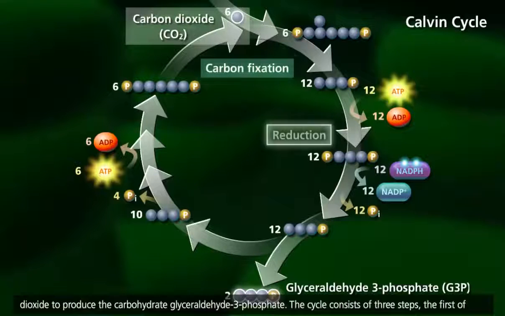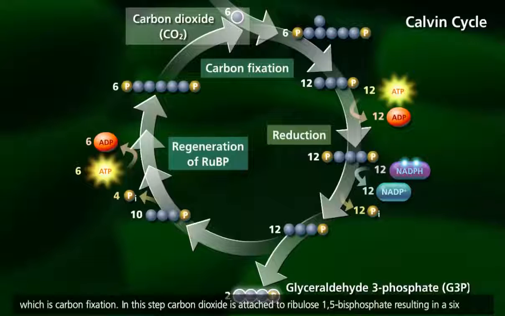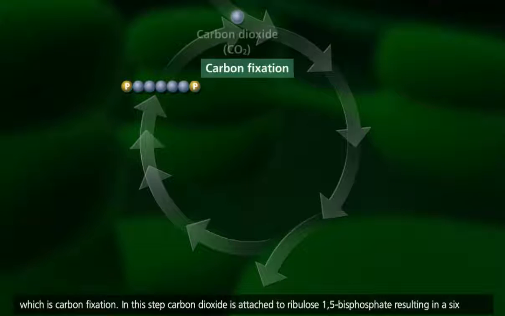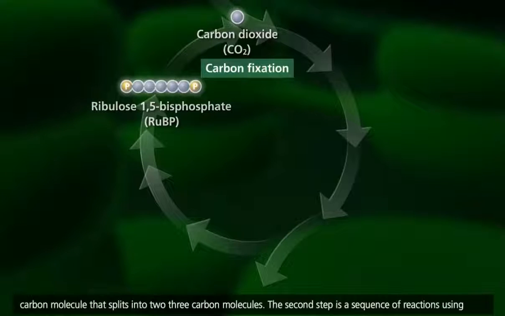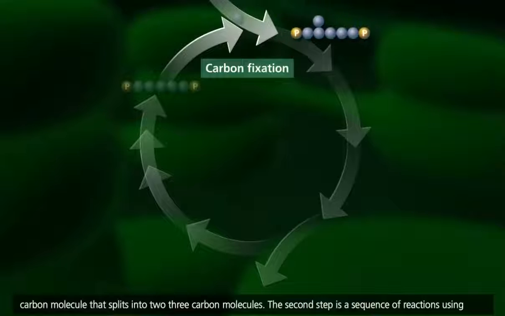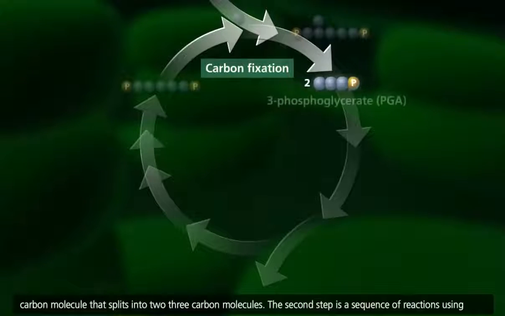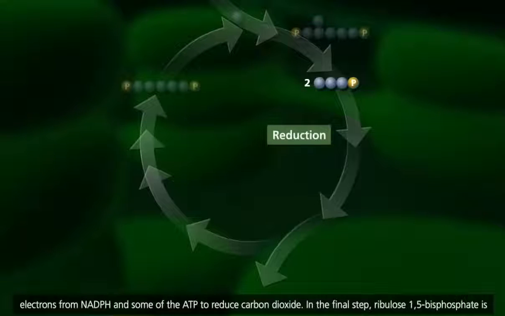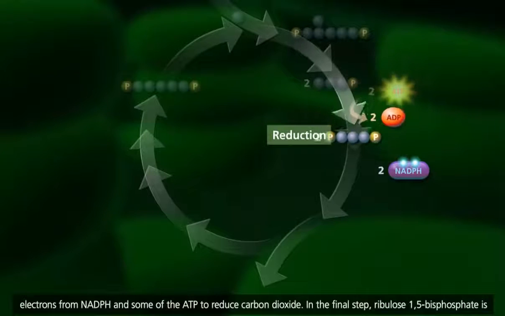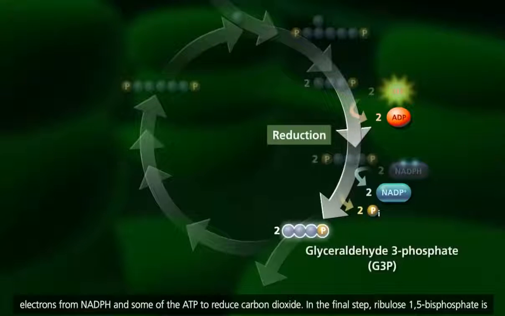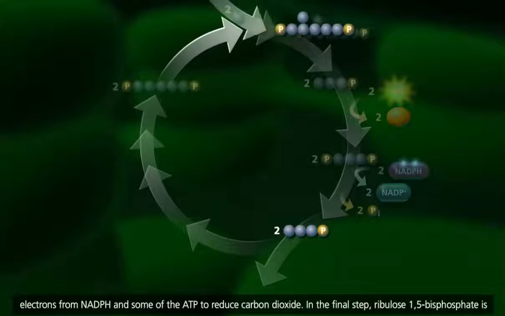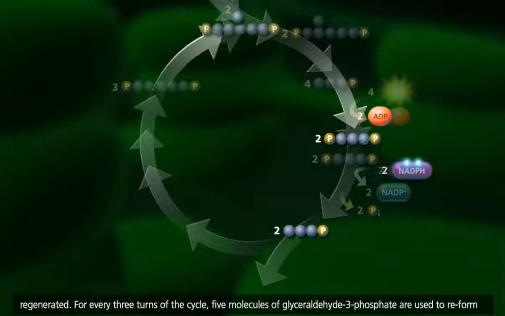The cycle consists of 3 steps, the first of which is carbon fixation. In this step, carbon dioxide is attached to ribulose 1,5-bisphosphate, resulting in a 6-carbon molecule that splits into 2 3-carbon molecules. The second step is a sequence of reactions using electrons from NADPH and some of the ATP to reduce carbon dioxide. In the final step, ribulose 1,5-bisphosphate is regenerated.